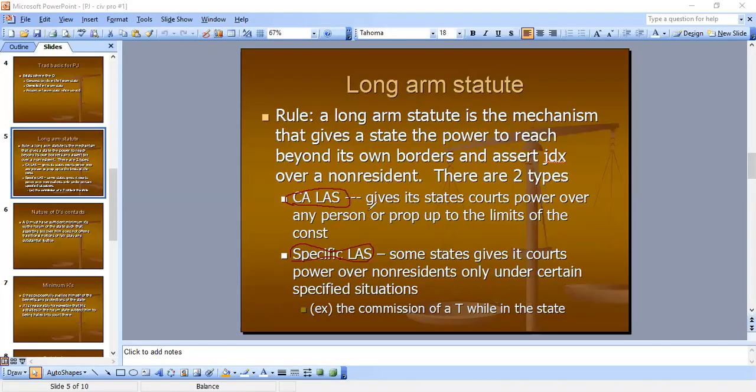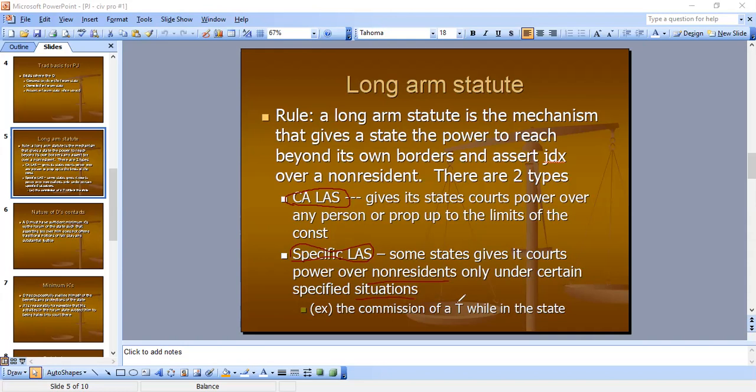Okay, so California, as we did. Now there's a specific Longarm Statute. Some states give their courts power over non-residents only under certain specified situations. So sometimes you'll see in an MBE the Longarm Statute for that state, okay? An example, the commission of a tort while in the state. So specific Longarm Statute, and then we also have California's Longarm Statute.